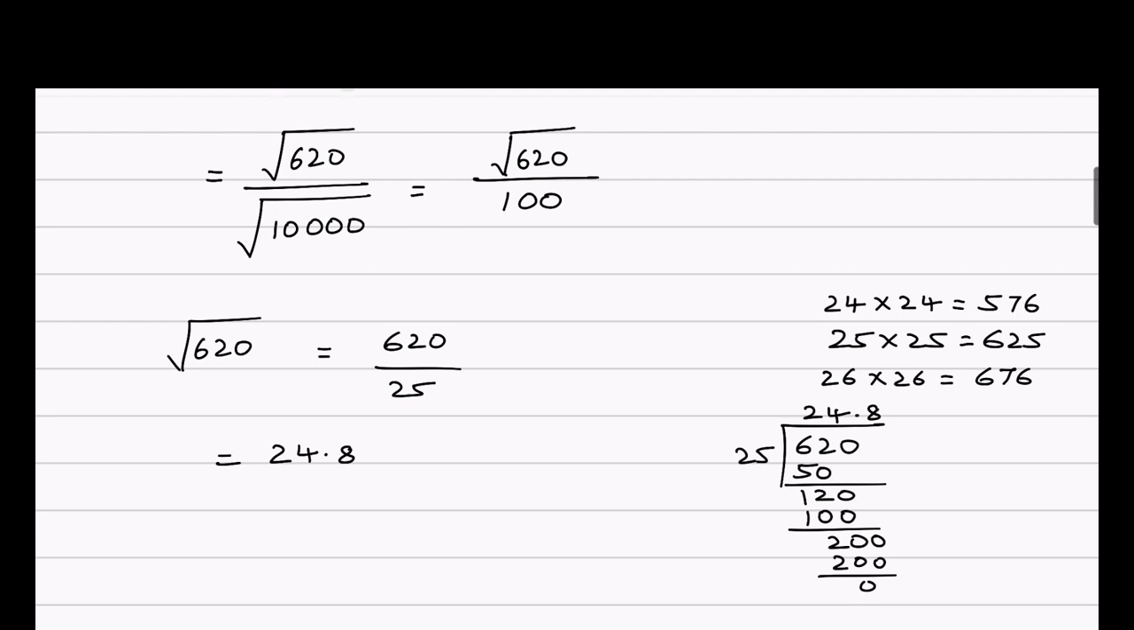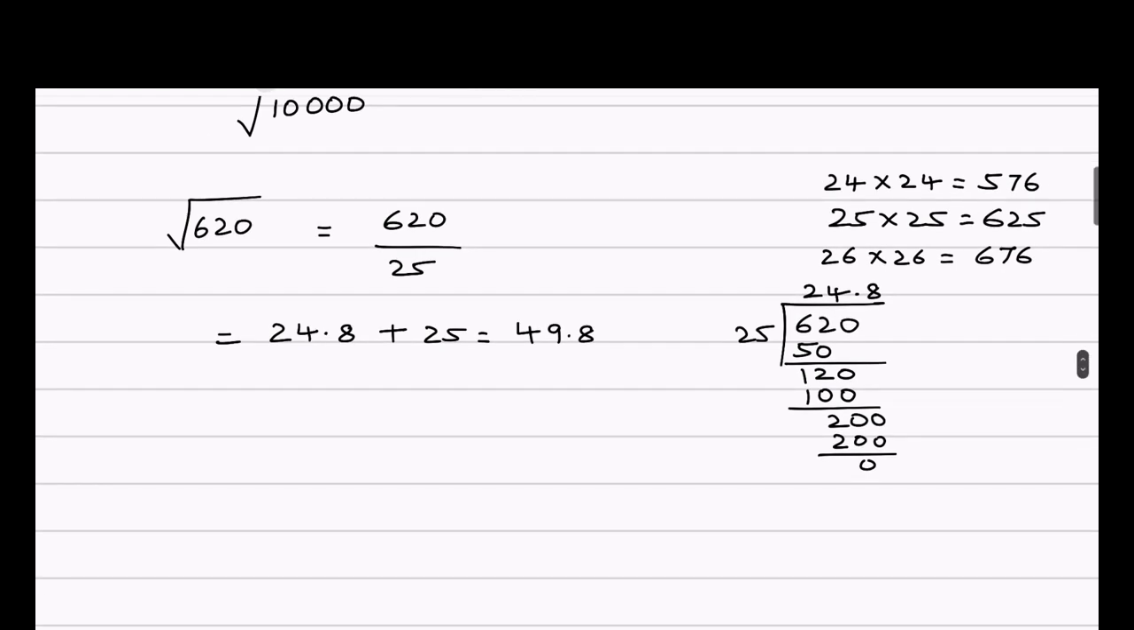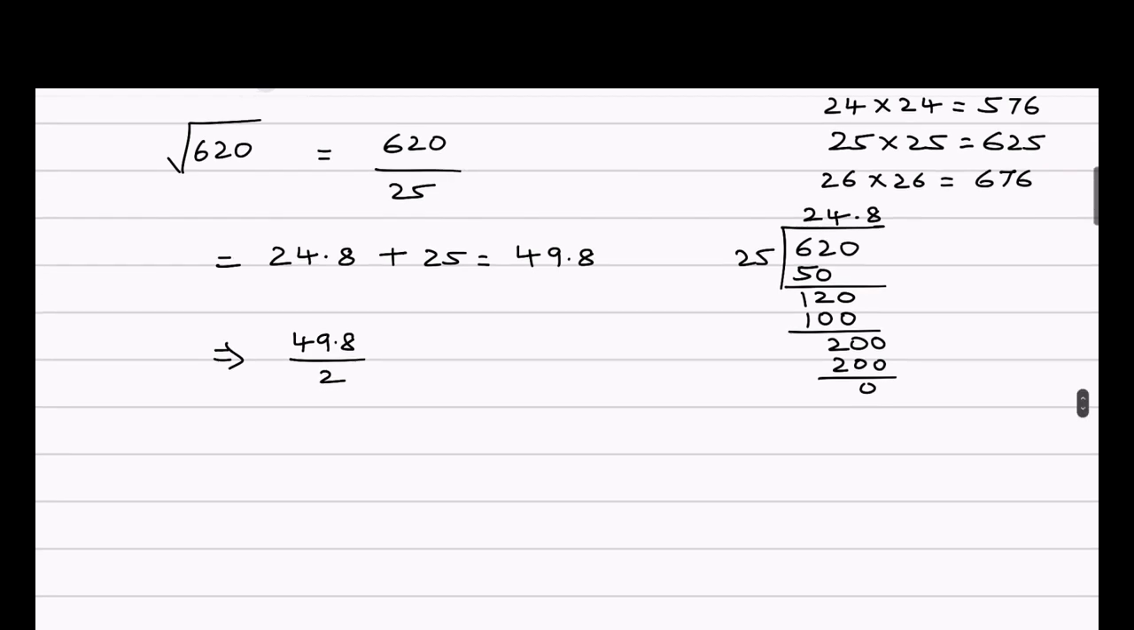Now the next step is you will add this 24.8 to the 25 that you had taken. So if I add it, what do I get? I get 49.8. All right, now the next step is to divide this 49.8 by 2. So let's do the division.